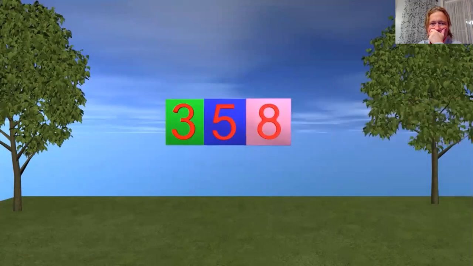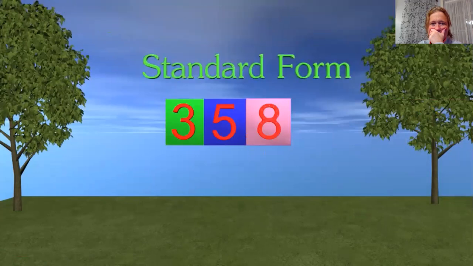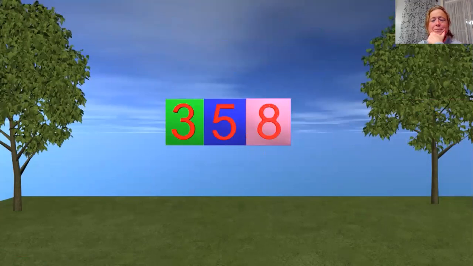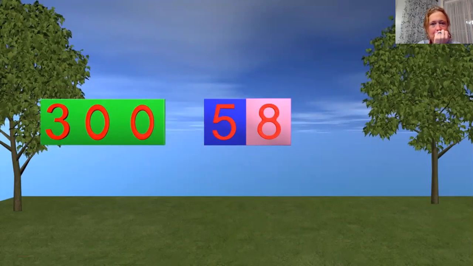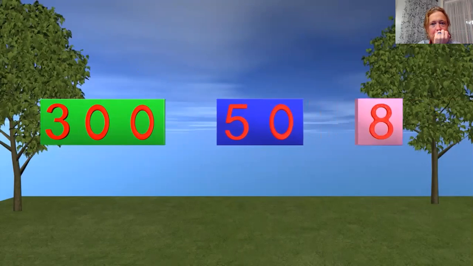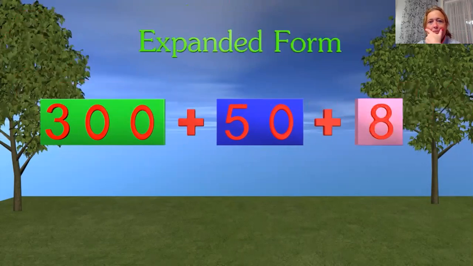Here is the number 358. This number is in standard form. If we were asked to put this number in expanded form, the first thing we need to know is how much each of these digits is worth. The 3 in this number is in the hundreds place, so the 3 is worth 300. Now we have the 5. The 5 in this number is worth 50 because it is in the tens place. The 8 in this number is only worth 8 because it is in the ones place. So if we were to write the number 358 in expanded form, we would have 300 plus 50 plus 8.